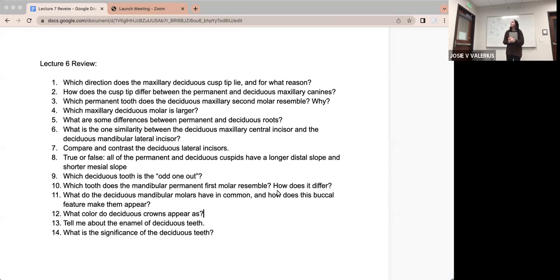Number 7, compare and contrast the deciduous lateral incisors. Are their labiolingual dimensions the same? Yes, yeah. So both besides the, okay, wait. I'm confusing myself with this question and what I wrote down. Yes, yeah, sorry. I was confusing myself with that.